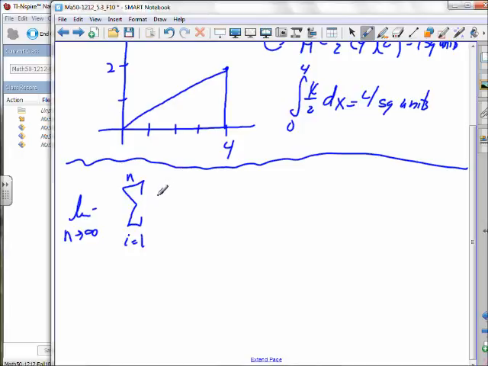I need to know what is the width. Let's do that first. What's the width of each of my rectangles? Remember we talked about, delta x is b minus a divided by n, and delta x is our width. So what would be our width?